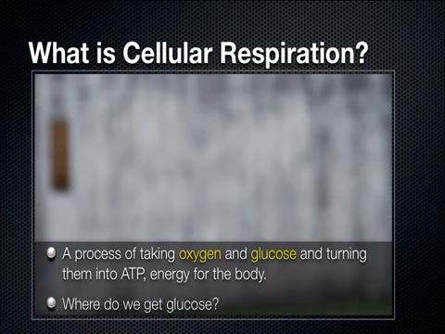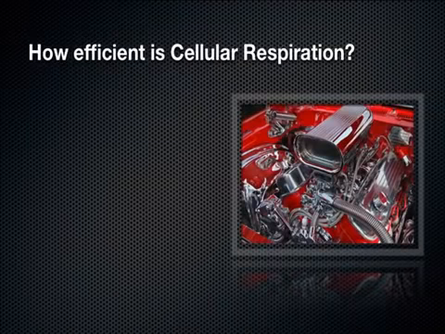Where do we get glucose from? Sugar. Okay, yes. We have to take it in, right? We can't, like plants, get energy from the sun. We need to eat, and then we can break down the glucose. We can break down the food that we take in so that we can make ATP, which is going to be the energy source, the energy currency of the body.